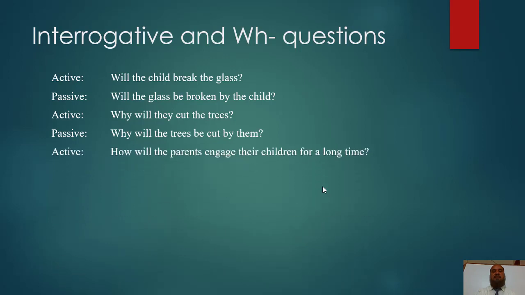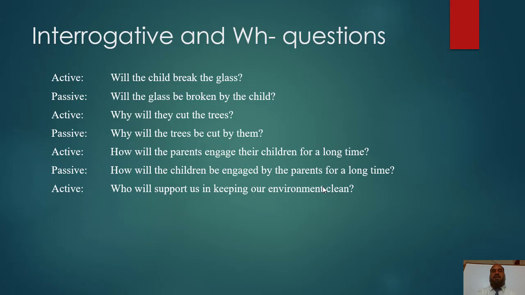Next sentence is, how will the parents engage their children for a long time? Its passive is, how will the children be engaged by the parents for a long time? Next sentence is, who will support us in keeping our environment clean? Its passive is, by whom shall we be supported in keeping our environment clean?